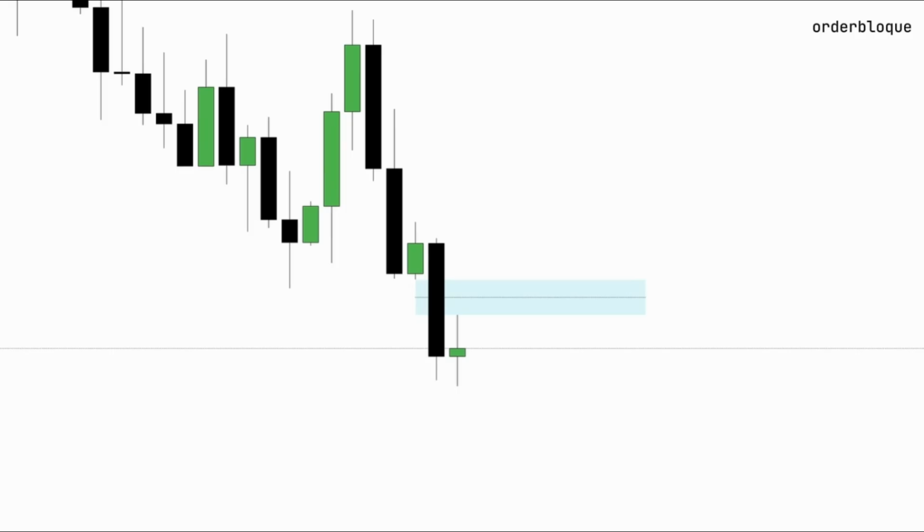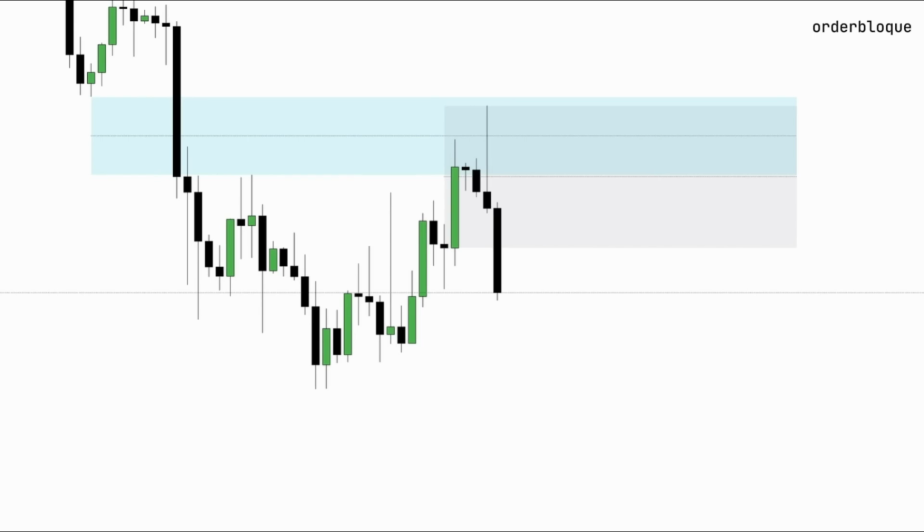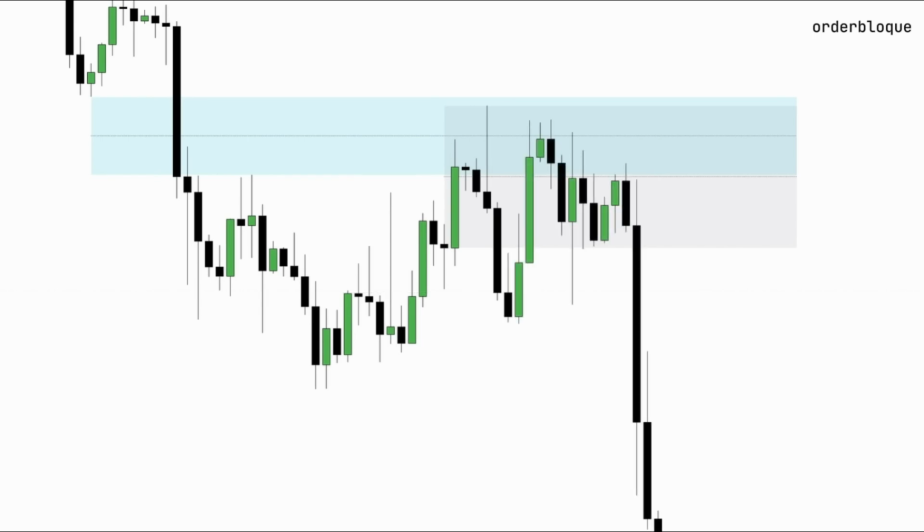A similar example, a daily bearish fair value gap zone. The 4-hour volume confirmation is in the form of an order block. After a deep test, the movement continues.